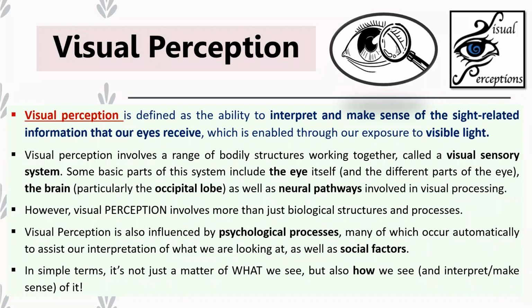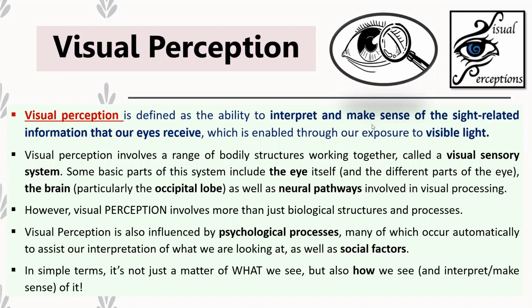And obviously we can only see things in our environment if we are exposed to some kind of visible light. So if we're in a dark room, we won't be able to see anything because there's no visible light there to allow our eyes to be able to see that image. So that's what visual perception is basically about. It's about firstly being able to interpret and then make sense of everything that you see.